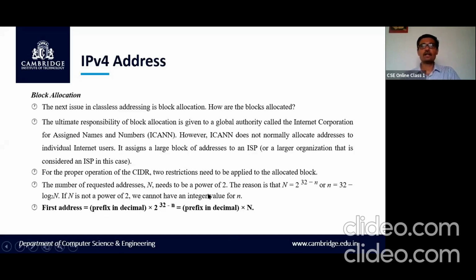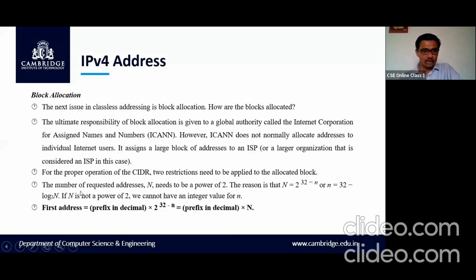Okay. Suppose an organization requires 1000 addresses. Then they can go to approximately the nearest power of 2 number, that is 1024. Okay. So you get n is equal to 10 here, because log of 1024 is equal to 10. So you get n equal to 10. So what is n? n is the prefix length.